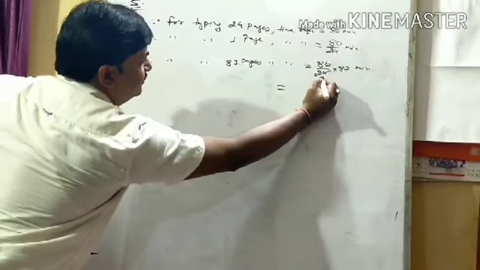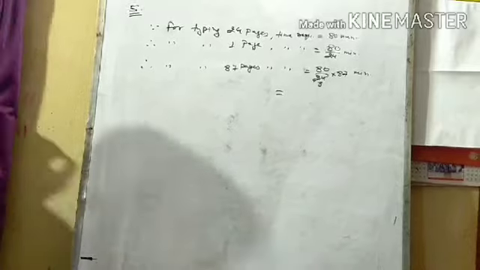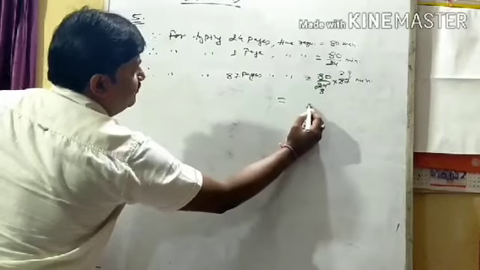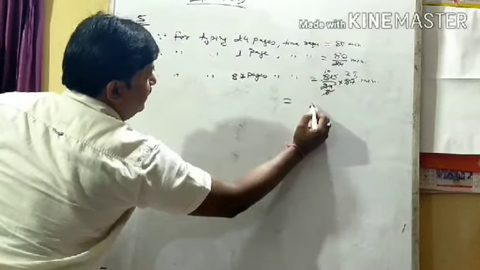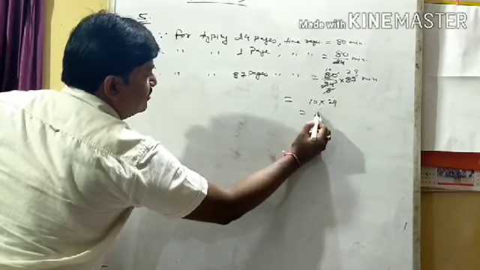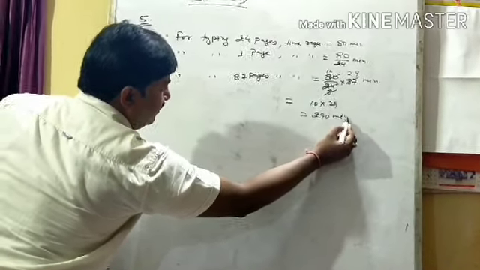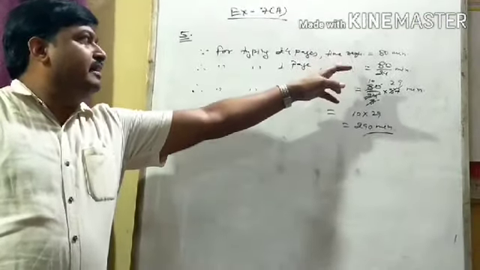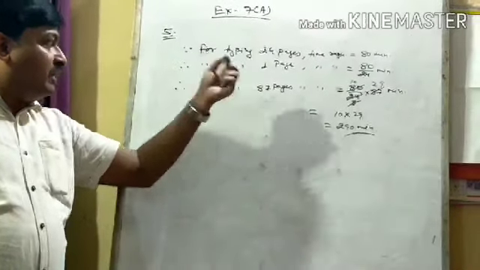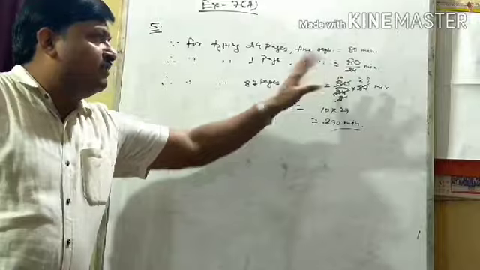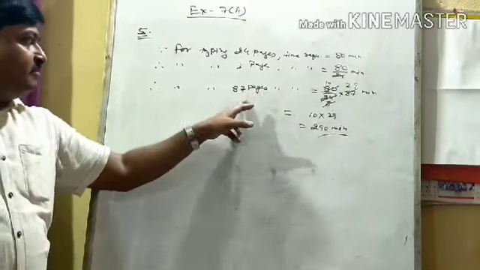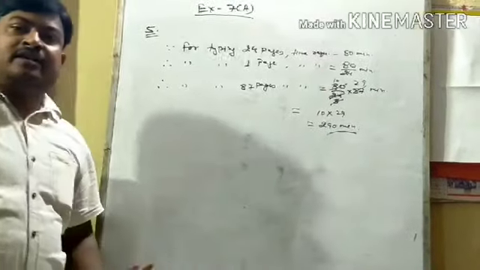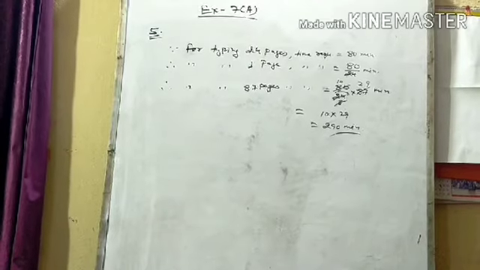3 8s are 24, 3 2s are 6, 3 9s are 27, 8 into 10 is 80, 10 into 29 is equal to 290 minutes. So, student, for typing 24 pages, the required timing is 80 minutes. So, to type one page, the required time is 80 by 24 minutes. Therefore, to type 87 pages, he needed 80 by 24 into 87 minutes, which is altogether 290 minutes. Okay, student?